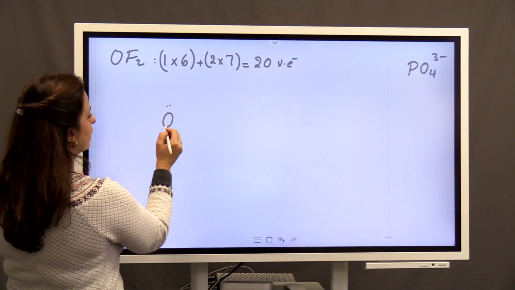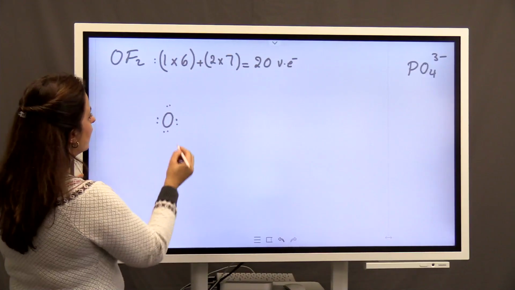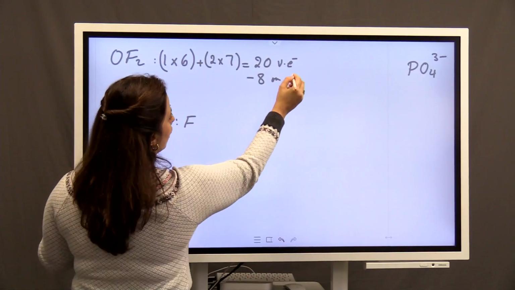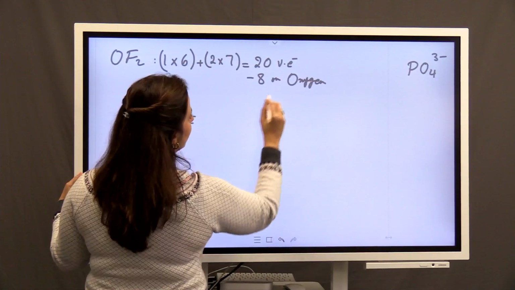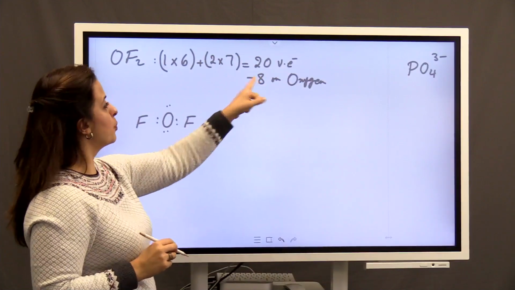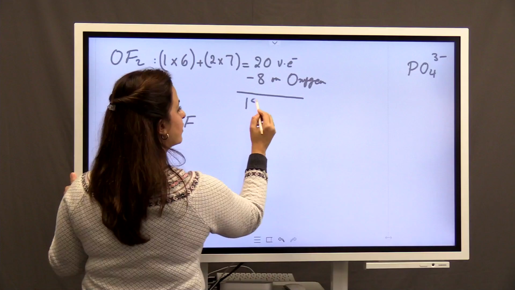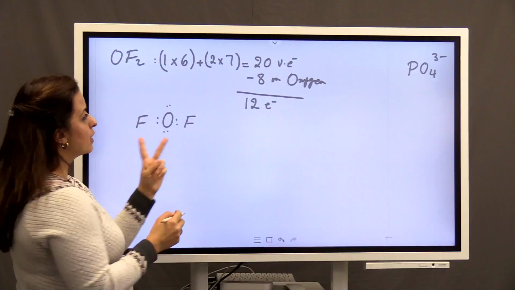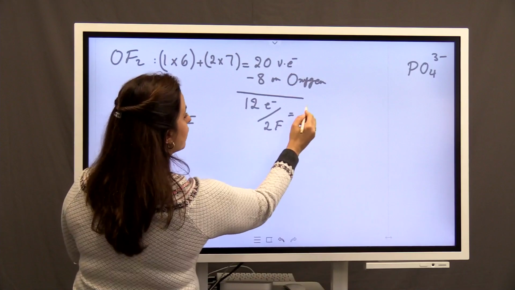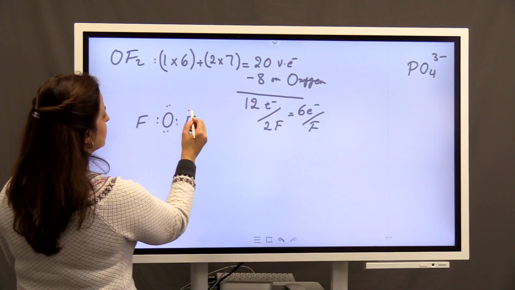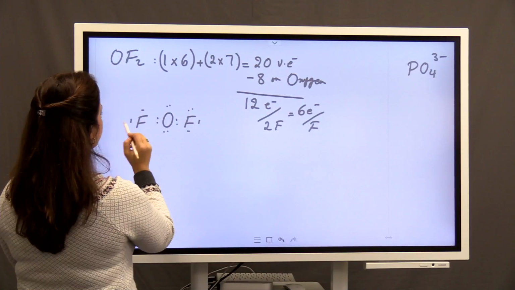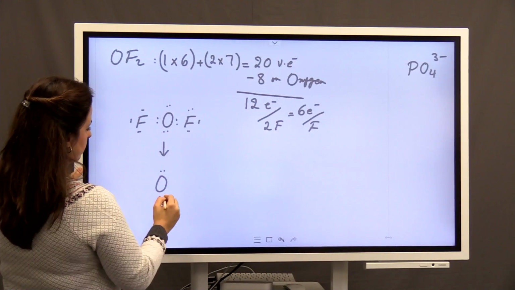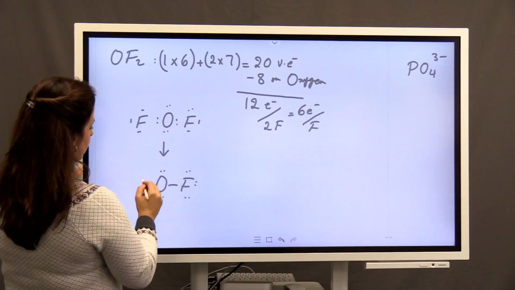What is the first thing you do? Complete the octet on the central atom, right? And then how many fluorines do you have? 2. Now, out of 20 valence electrons, you put 8 on oxygen. How many more electrons do you have left? 12 electrons. And you can only distribute them on these 2 fluorine atoms, right? So what is the share of each fluorine atom? 6. 1, 2, 3, 4, 5, 6. So go ahead and change the bonding electron pairs to single dashed lines to distinguish between bonding and non-bonding.